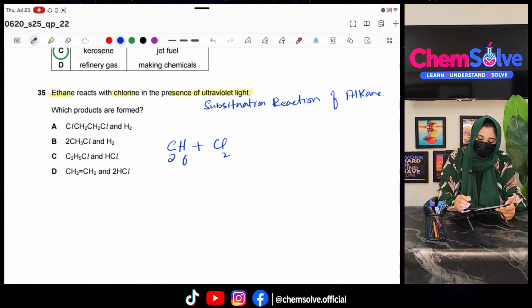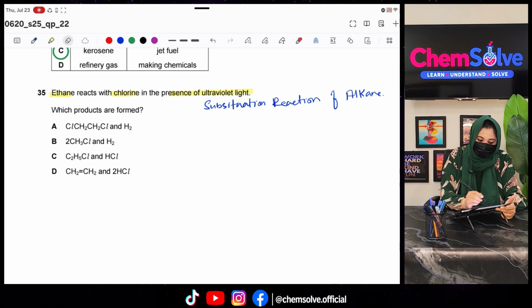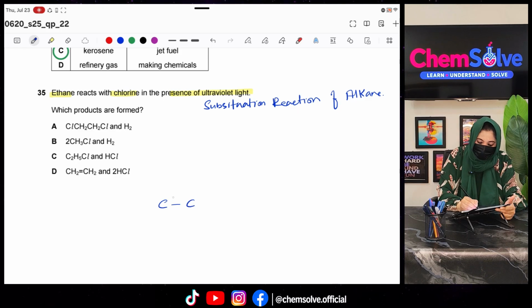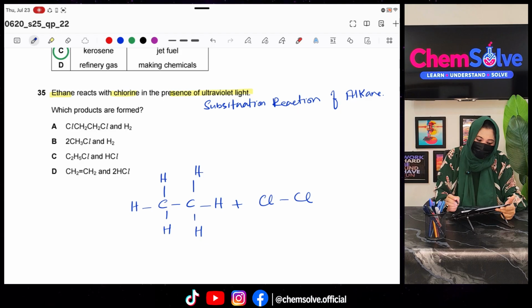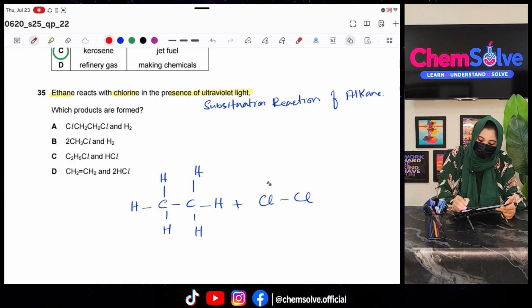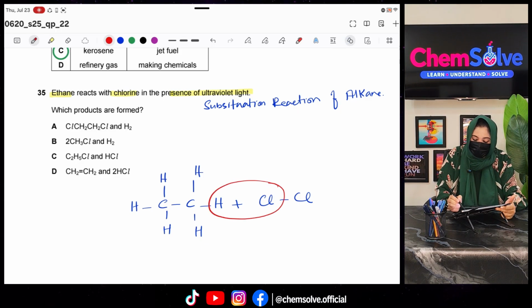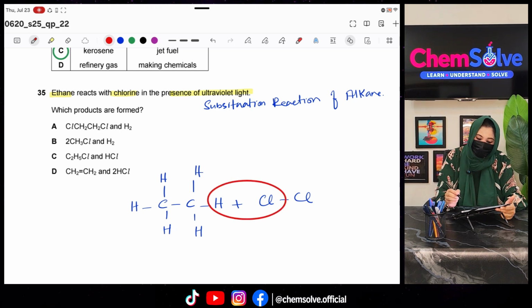If I write it in the structure form, I think it would be easier for you to understand. So let me write it: C2H6, like this. And then we have chlorine. So what happens? One chlorine is substituted for one hydrogen. So resultantly, what happens? This chlorine will move here.